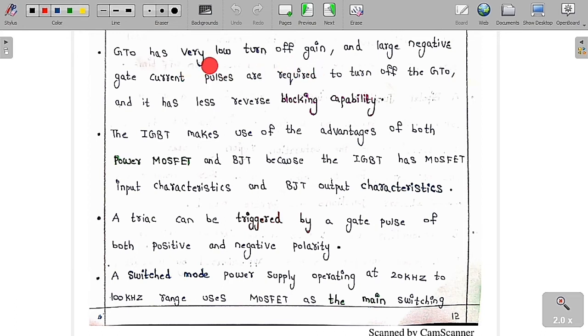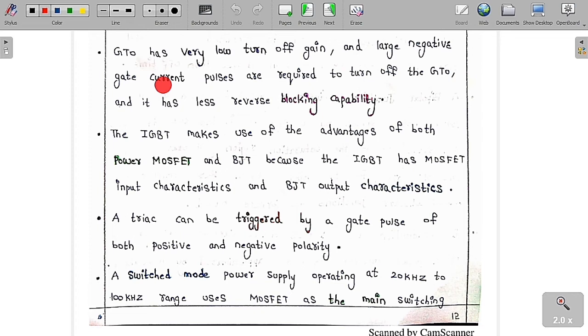G2 has very low turn off gain, and large negative gate current pulses are required to turn off the GTO, and it has less reverse blocking capability. So these are some of the important facts of the GTO. I have already told you GTO is a fully controlled device. As it is a fully controlled device, it is unidirectional and also bipolar.